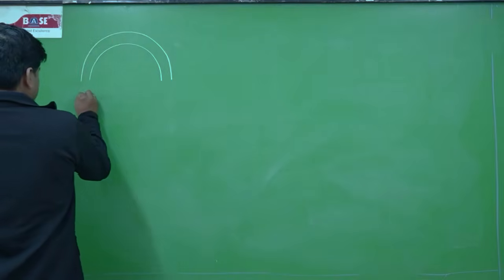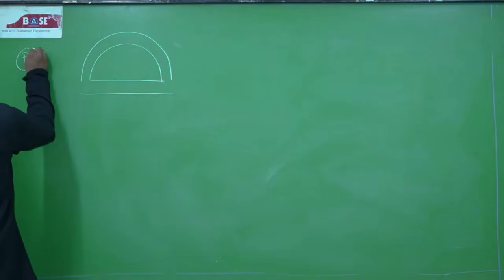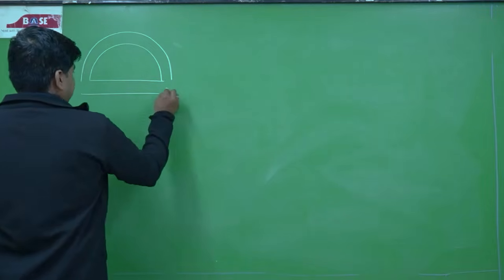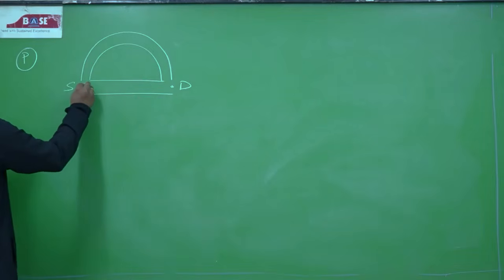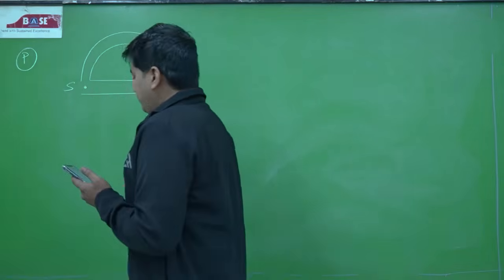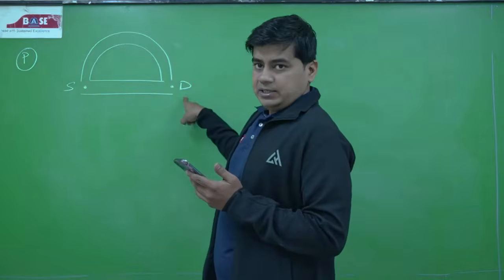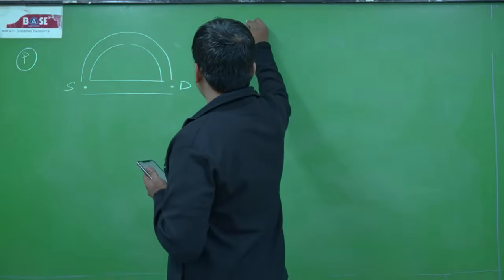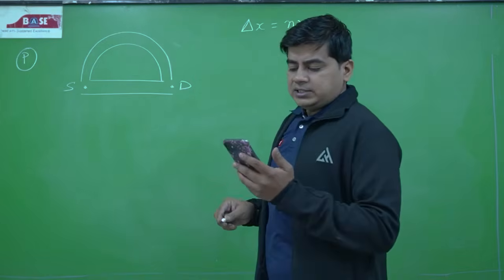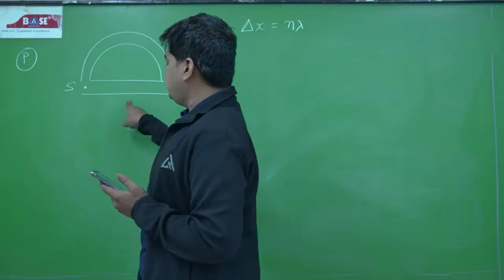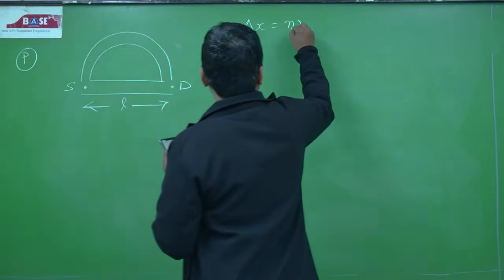So in the first case, the diagram is something like this. This is option number P, and there is a detector here, and there is a source here at point S. Now we have to find out the minimum value of L so that there is a maxima here. So I know that for maxima, path difference is equal to n lambda, and since they are asking us for the minimum value of L, we'll take the value for n as 1.